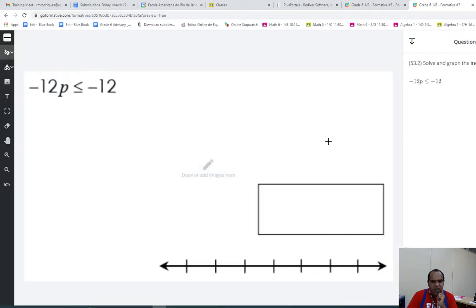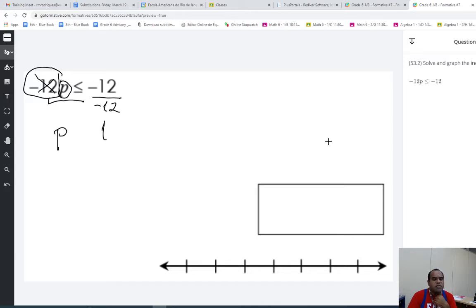Number 7. Negative 12p is less than or equal to negative 12. Mister, let's do it right now. Where's the variable? Here. My variable is over here, p. What is the math operation tied to the variable? It is multiplying by negative 12. What is the opposite of multiplying by negative 12? Divide by negative 12. Goodbye. How many times does negative 12 go into negative 12, guys? 1 time. p and 1 time.